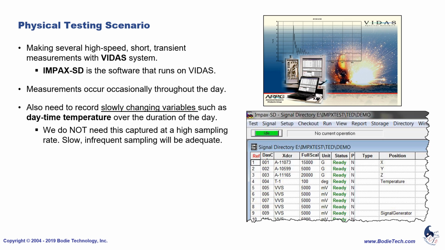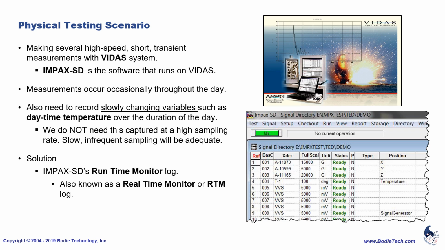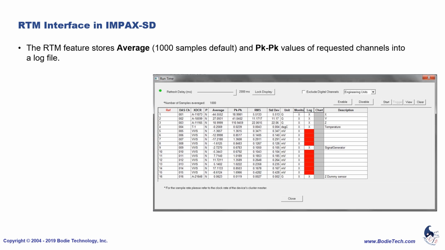You also need to record slowly changing variables such as daytime temperature over the duration of the day. We do not need to capture this data at high sampling rate. Slow and frequent sampling will be adequate. An easy way to capture such a slowly changing variable is to use Impax-SD's runtime monitor log, also known as the real-time monitor or RTM.